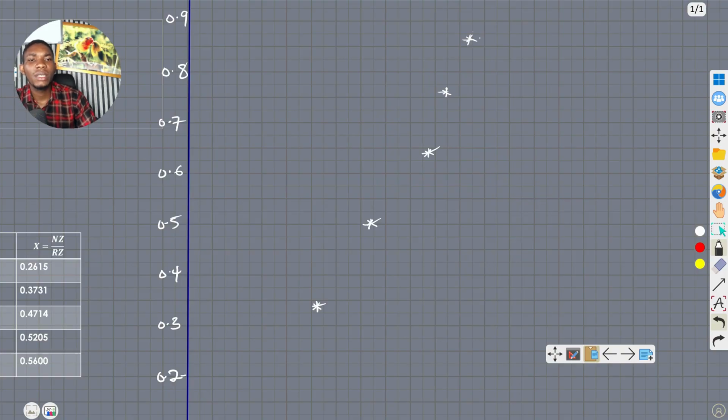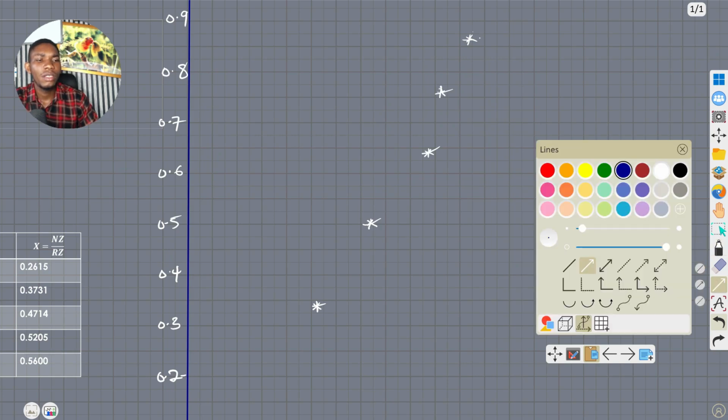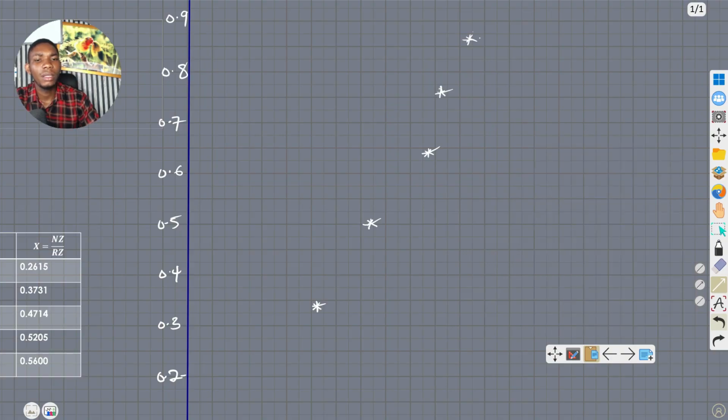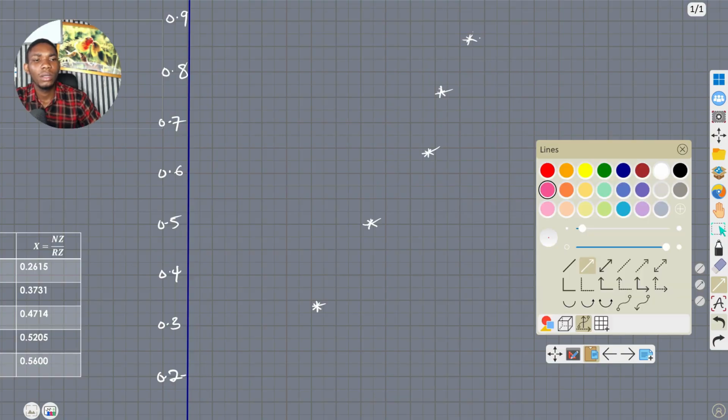So at this point in time, we can now draw 0.52 will be somewhere around here. We can now draw a straight line through that point. All right, so the straight line will go from here. Let me just draw. This one does start.